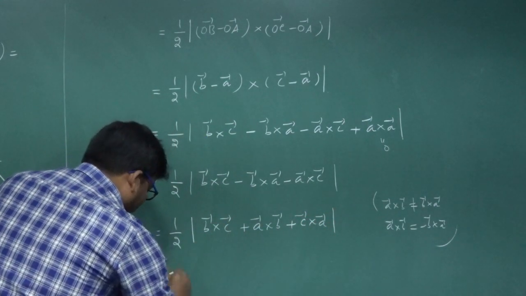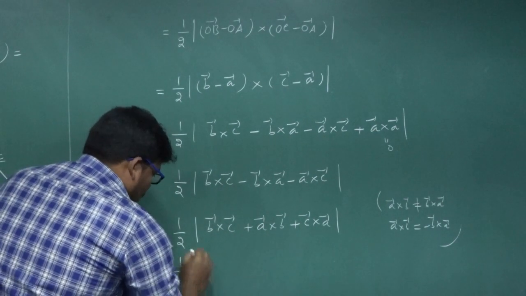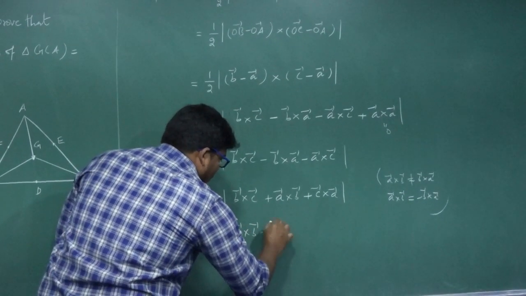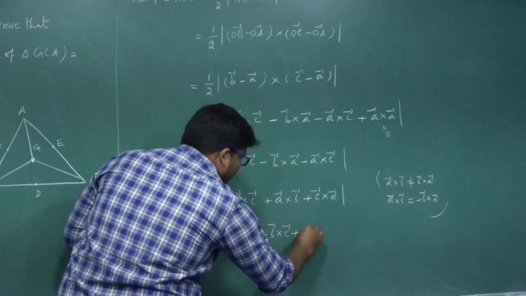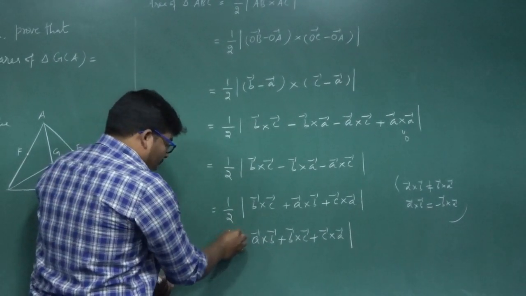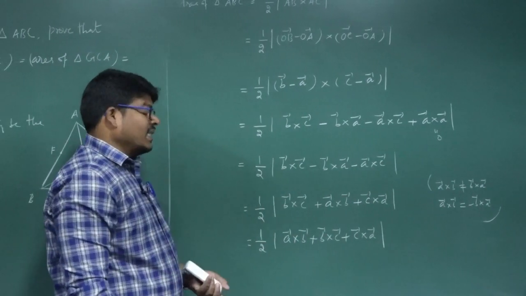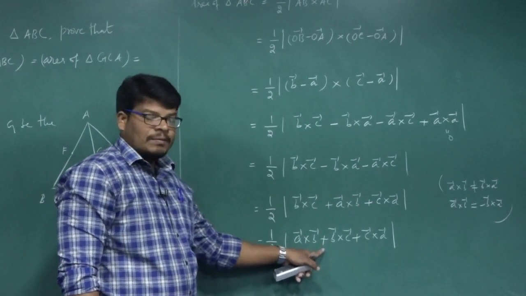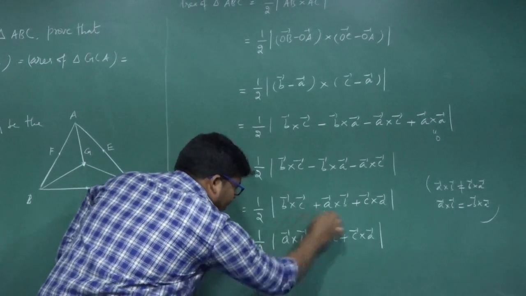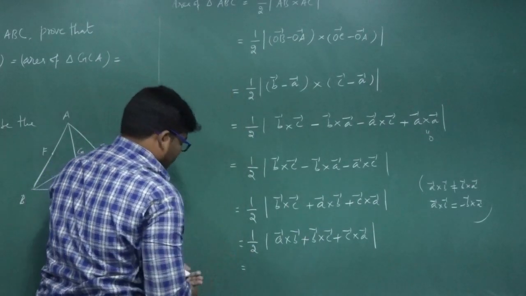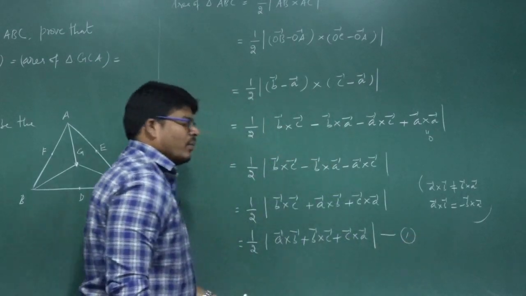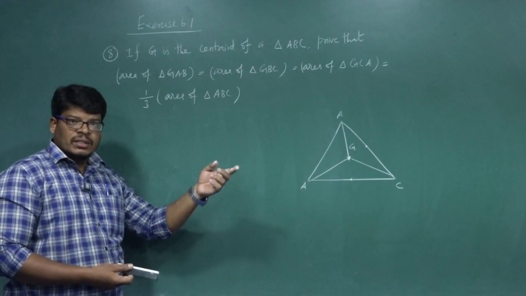Now write in the order: 1 by 2 modulus of A vector cross B vector plus B vector cross C vector plus C vector cross A vector. That is 1 by 2 modulus of A cross B, B cross C, C cross A, which is the area of triangle ABC. This is equation number 1. Already equation 1 is found.